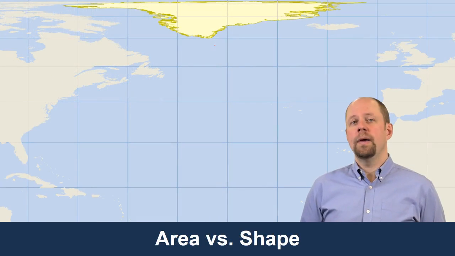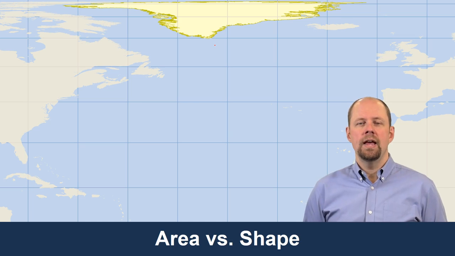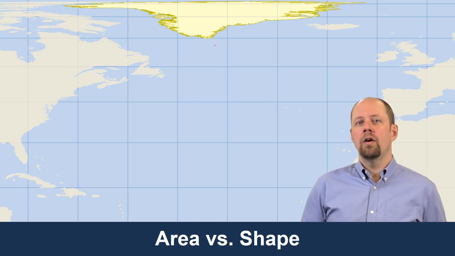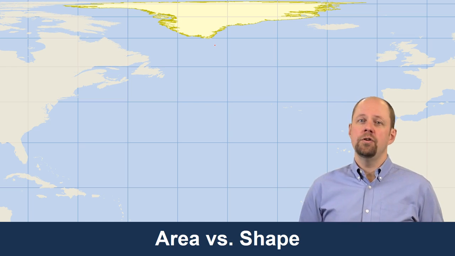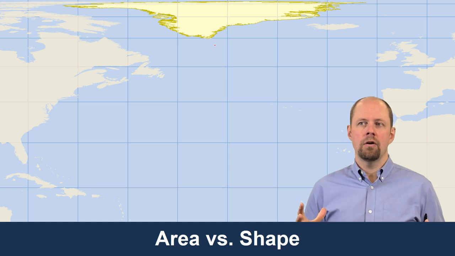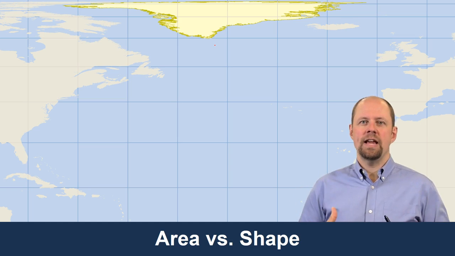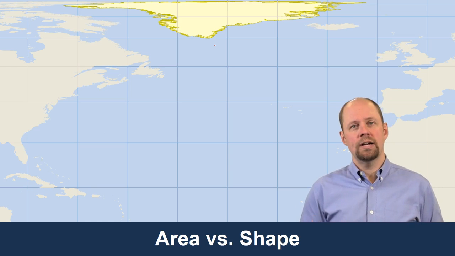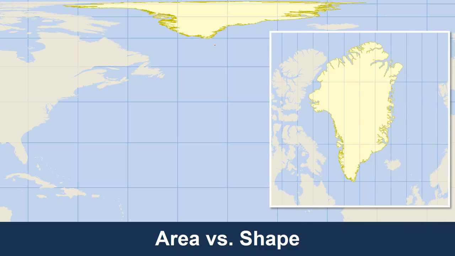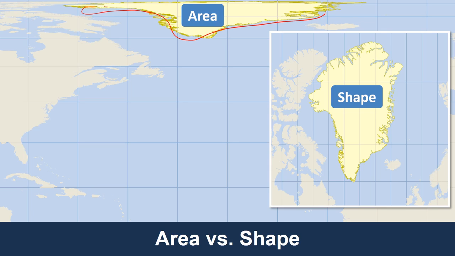This brings us to a fundamental principle about map projections: you can preserve shape or you can preserve area, but you can't do both. When you take a 3-dimensional sphere or ellipsoid and you squish it down onto a 2-dimensional sheet of paper, something's got to give. And so you can either maintain shapes or sizes, but not both. So what we see here is we have Greenland in both of these maps, and in one, the area is being maintained, but the shape is wildly distorted. In the other, the shape is accurate, but the size is wildly distorted. So these are two extreme versions.